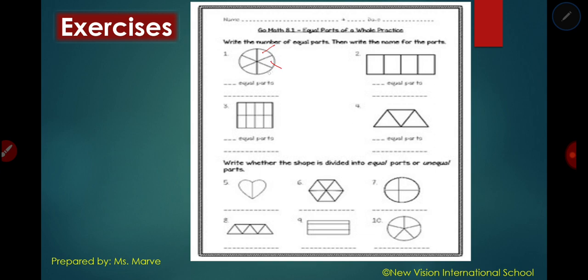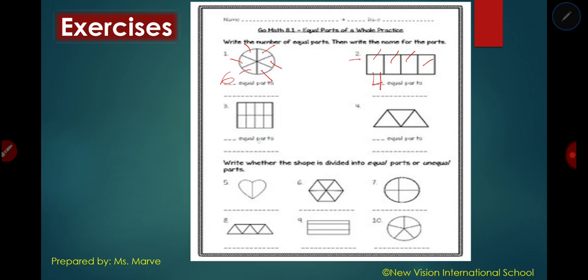1, 2, 3, 4, 5, 6. Very good, we have 6 equal parts here. How about in number 2? Can you count with me? Great. Okay. 1, 2, 3, 4. Very good. How many equal parts are there? 4. You can write it down here. Good job. How about in number 3?